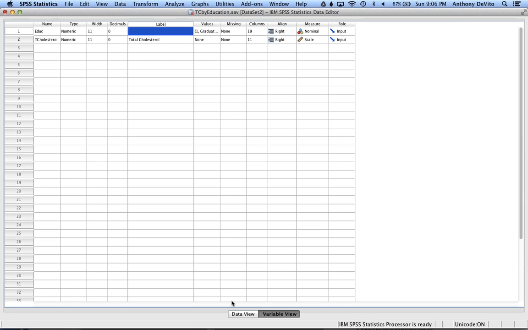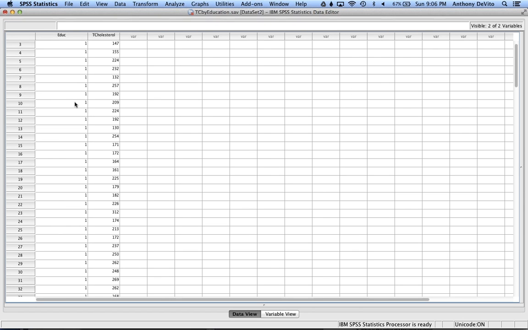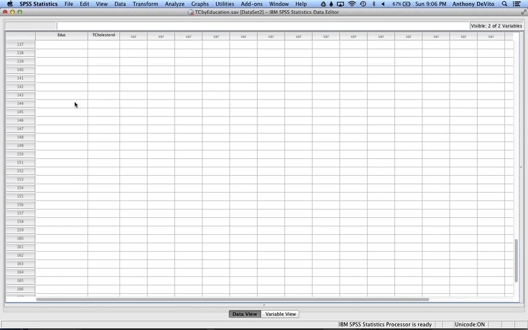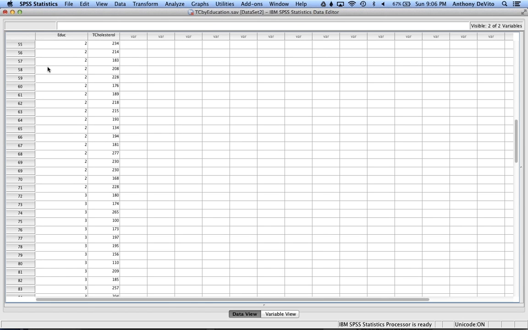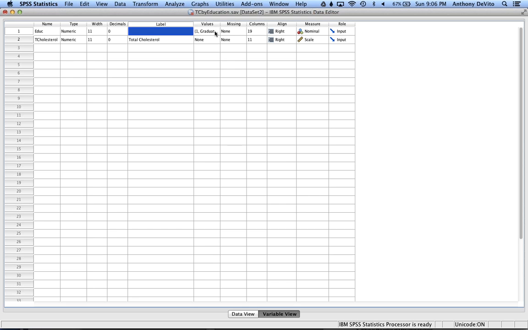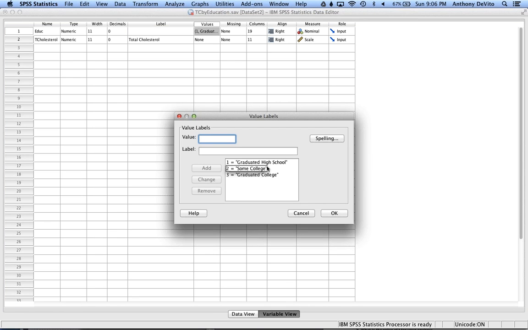Okay, well, how about education? Let's take a look at what kind of variable education is. Education is defined as 1, 2, 1, 3. I see some 2's in there also. The level of education is defined as 1, 2, and 3. However, that 1, 2, and 3 stands for something. I'm hoping it's coded already. Yeah, in fact, it is coded. 1 represents graduated high school. 2 represents some college. 3 represents graduated college.